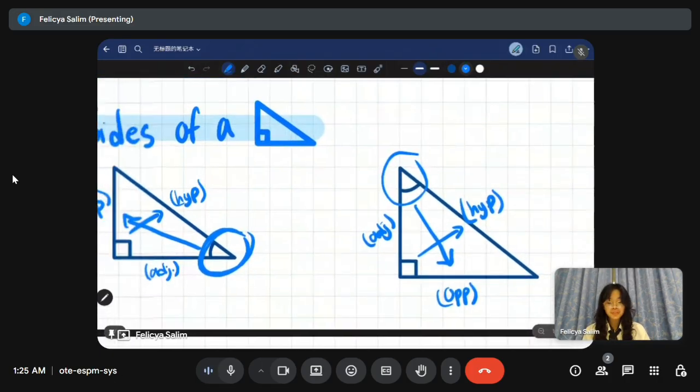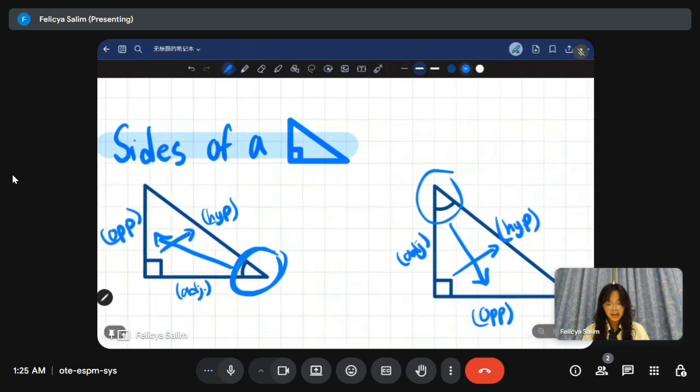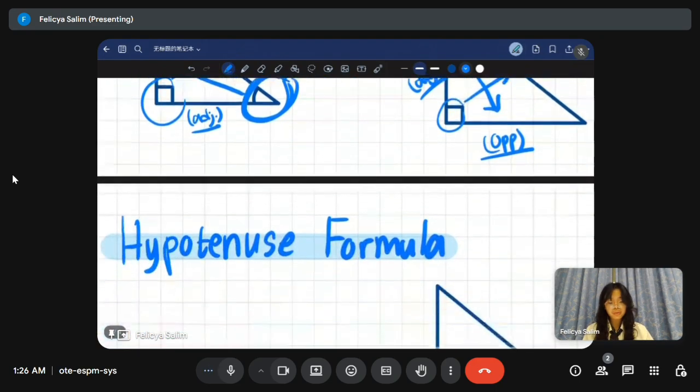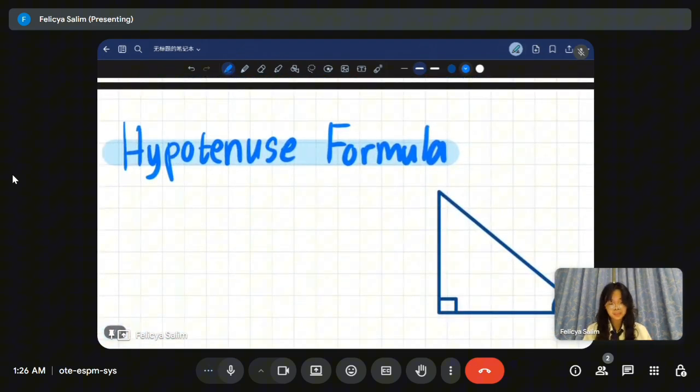So you can see the difference between these two triangles. In here, the adjacent instead will be the opposite. Then the opposite will be the adjacent. However, the hypotenuse stays the same. It is because the right angle is still in the same position, but the angle here and here is different, which is why it affects the opposite and the adjacent. That's why I'm teaching all of you how to identify the sides of the triangle so you won't get it mixed up. So now, let's move on to the hypotenuse formula first.